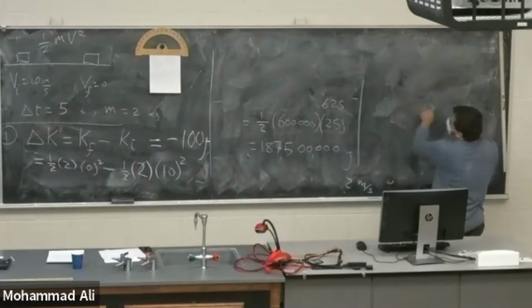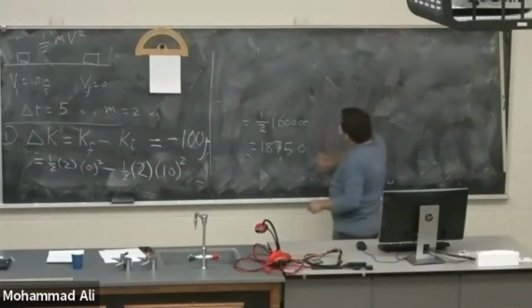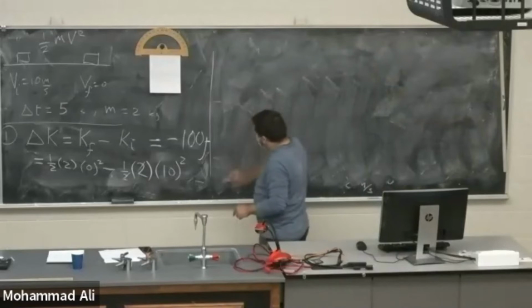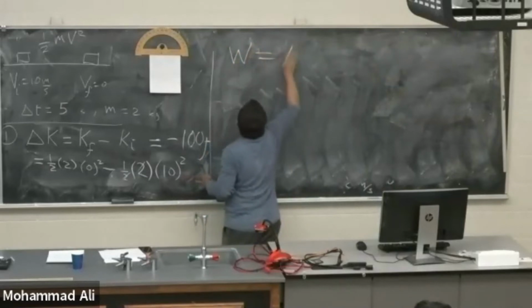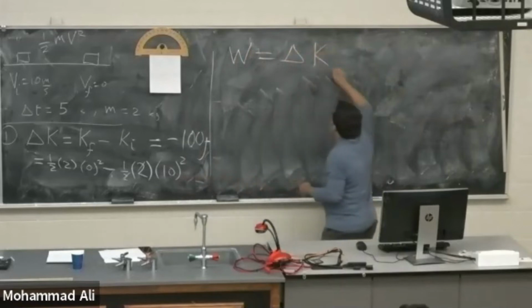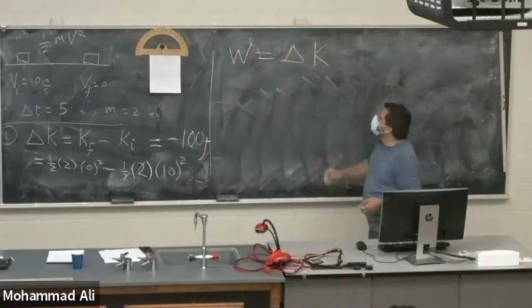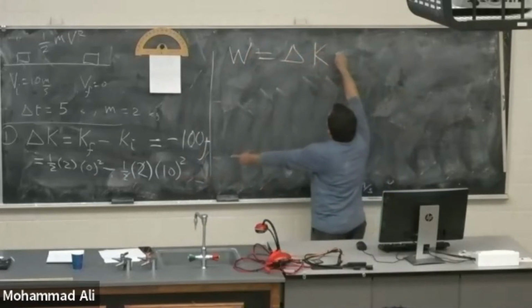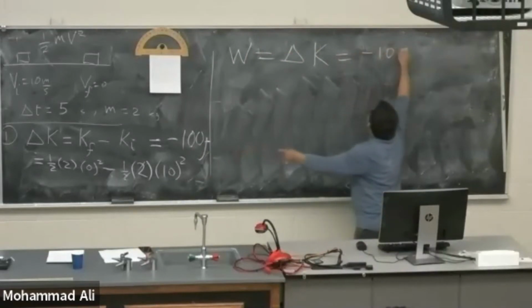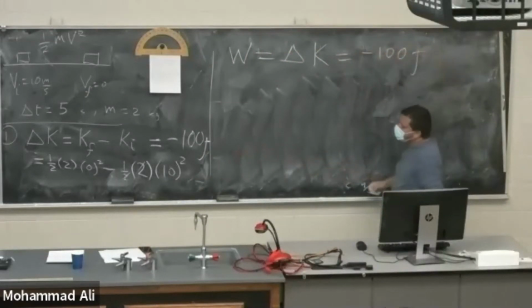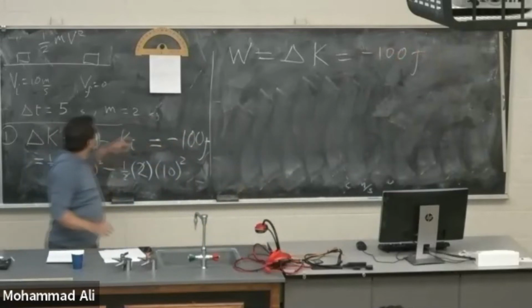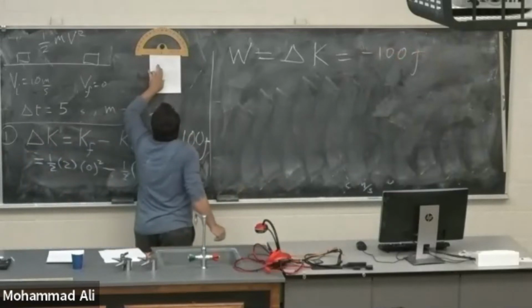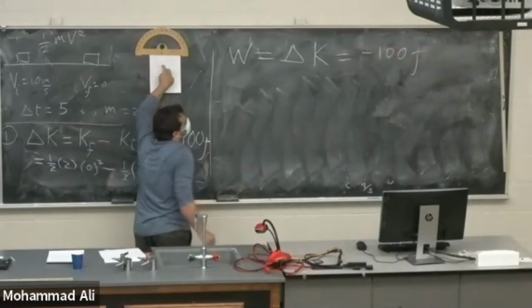From this relation, the work is equal to the change in kinetic energy. What is the work? It is equal to the change in kinetic energy. Who can tell me? It is negative 100 joules. I think it is required also, the work done.